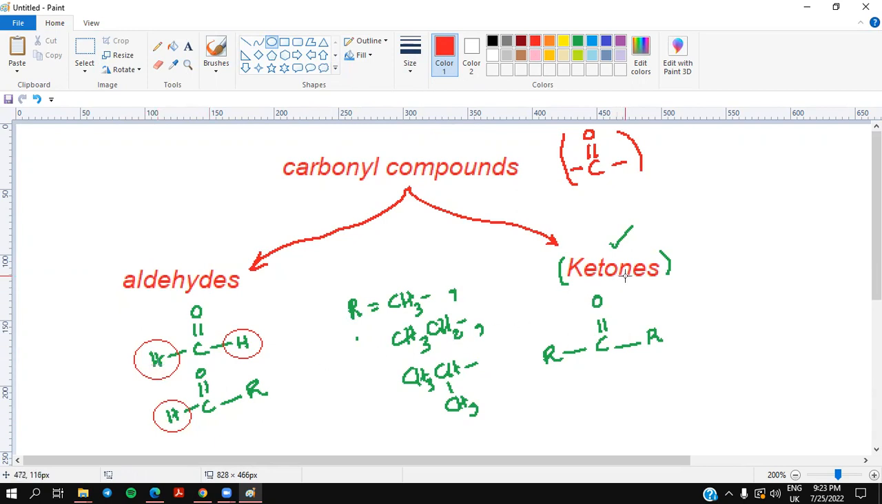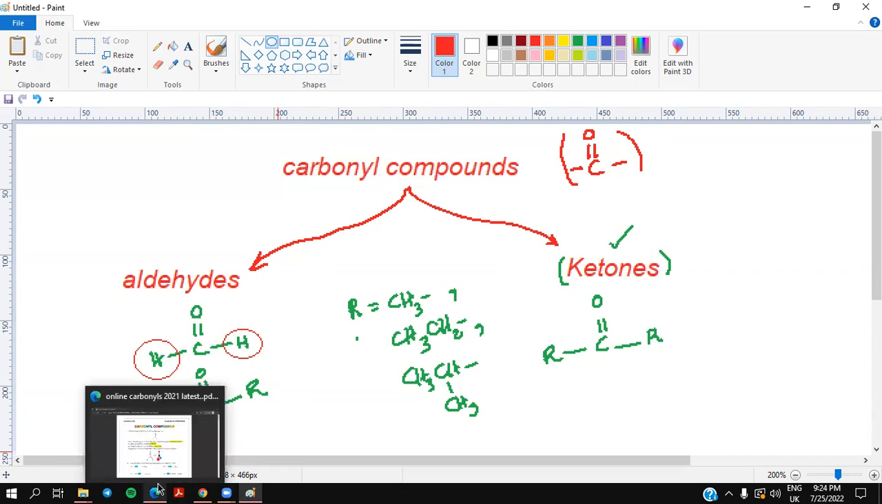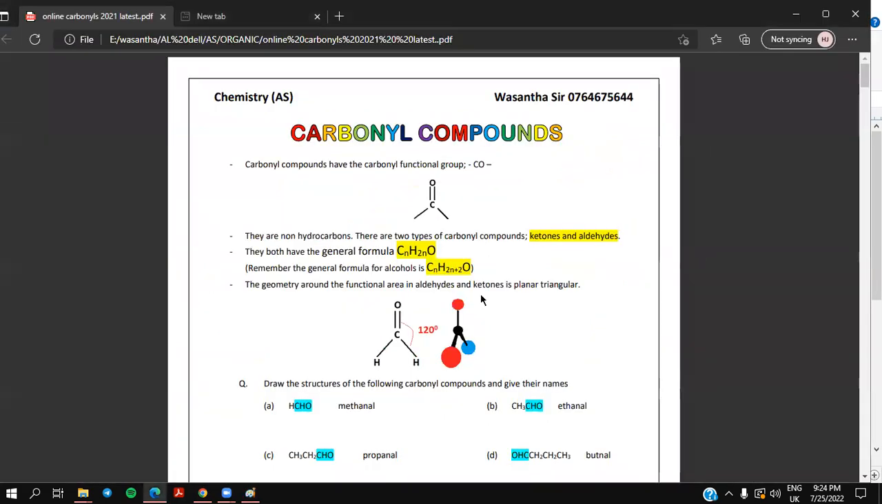So do you see the difference between ketones and aldehydes? Ketones have the carbonyl functional group with two carbon-containing groups on either side, alkyl groups. Aldehydes have two hydrogen atoms attached to the carbonyl functional group, or at least one hydrogen atom. This is the beginning to understand the meaning of carbonyl compounds. Now we go to the TUT.